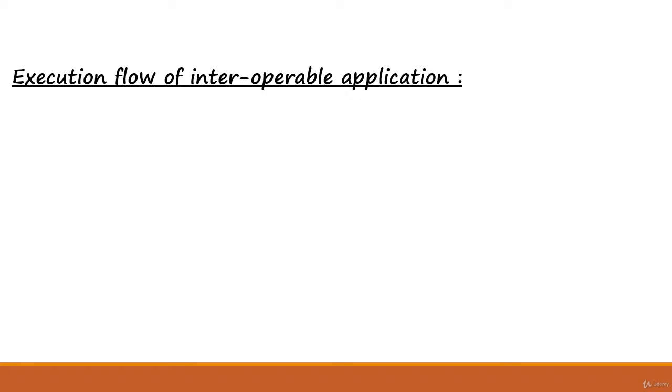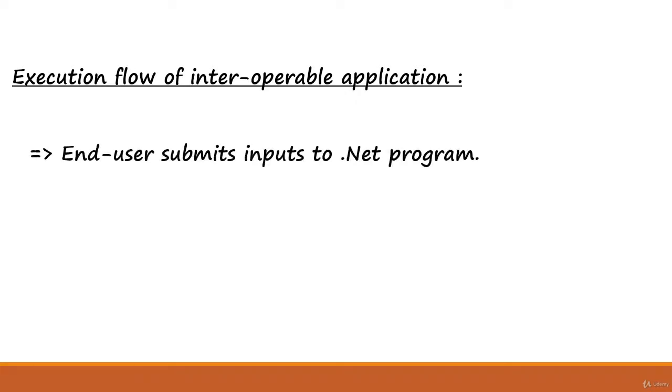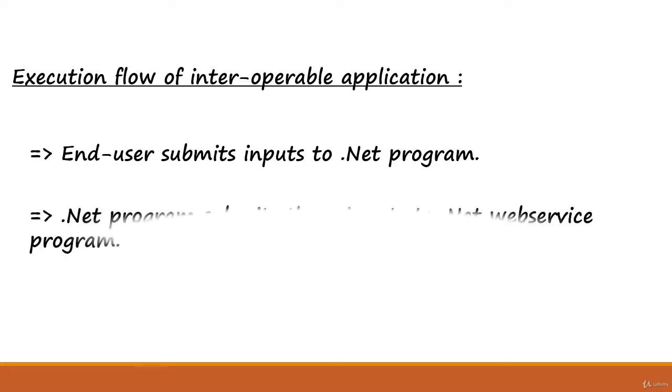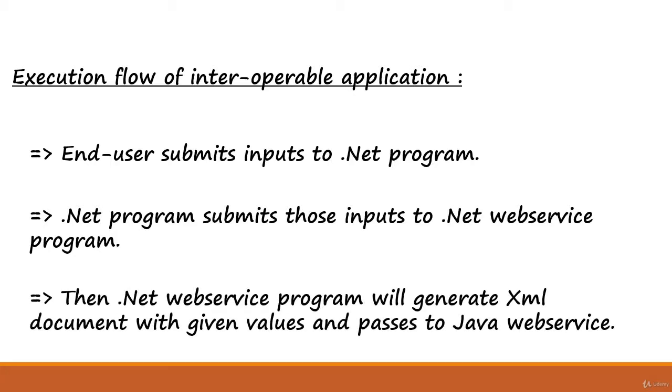Execution flow of an interoperable application. Just now we have seen a diagram and I have explained the flow of execution. We will see the points whatever we have discussed. The end user submits input to the .NET program. The .NET program submits those inputs to the .NET web services program. Then the .NET web services program will generate an XML document with the given values and pass it to Java web services, either given values or given object.